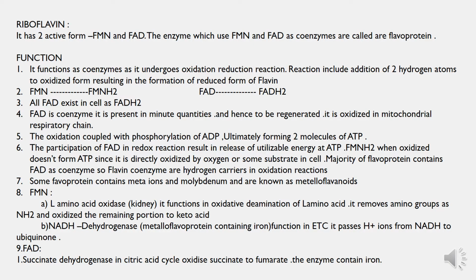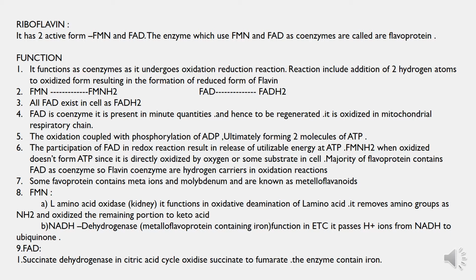Riboflavin. It has two active forms, FMN and FAD. The enzymes which use FMN and FAD as coenzyme are called flavoproteins. Functions: it functions as a coenzyme and undergoes oxidation reduction reactions. The reaction includes addition of two hydrogen atoms to the oxidized form, resulting in the formation of the reduced form of flavin. FMN is converted to FMNH2. FAD gets converted into FADH2.